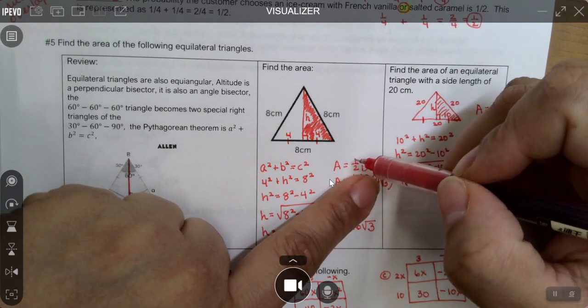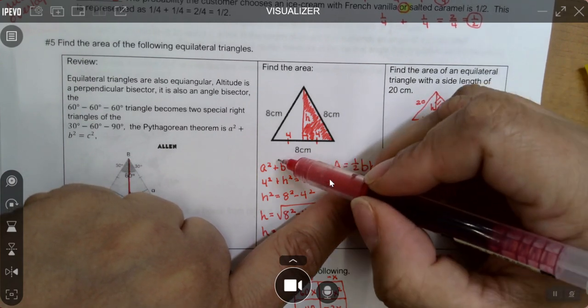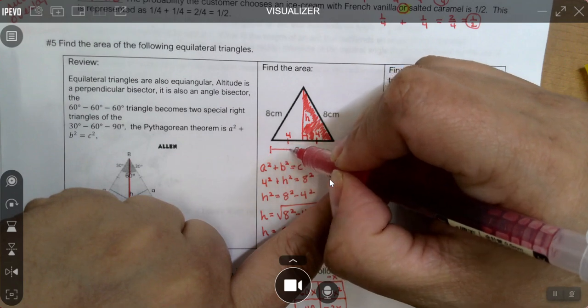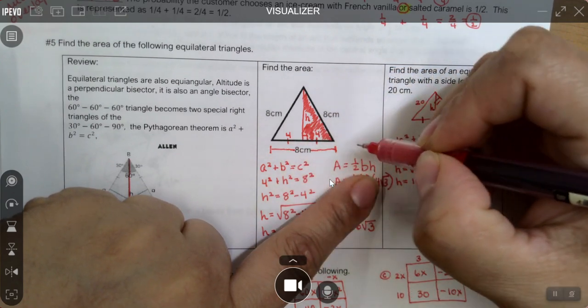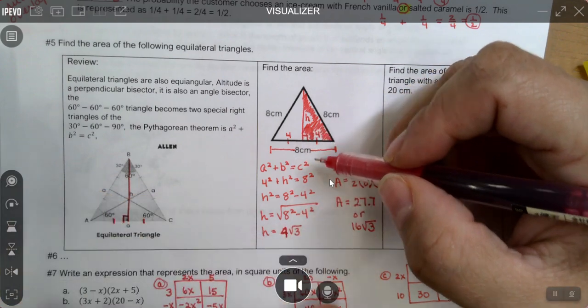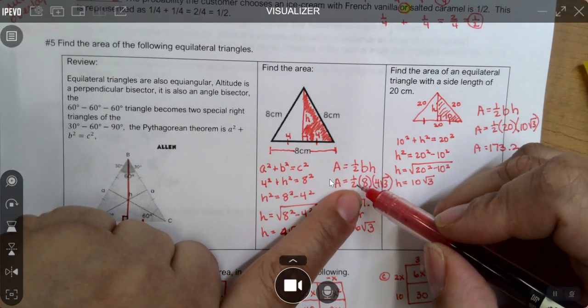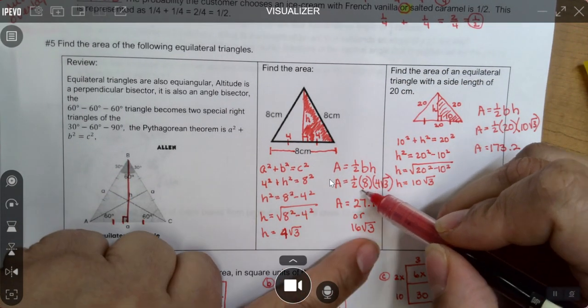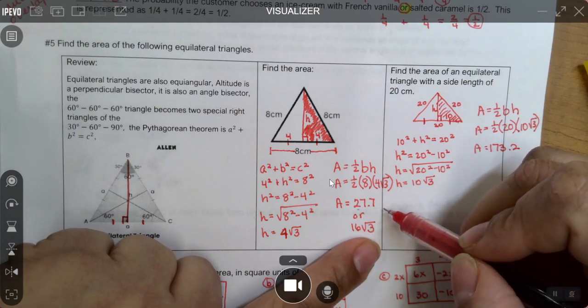Area of a triangle is 1/2 base times height. The base is the whole thing, so that's one thing that students mix up. And the height we just calculated, it's 4 radical 3. So 1/2 times 8 times 4 radical 3 is 27.7.